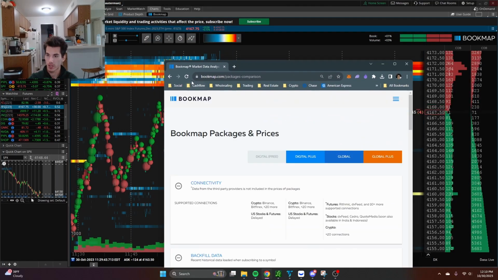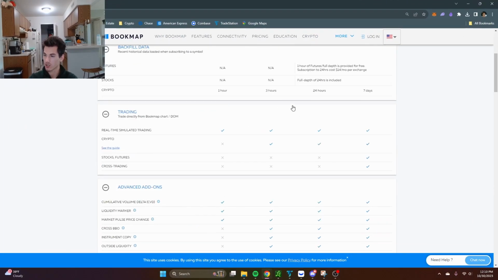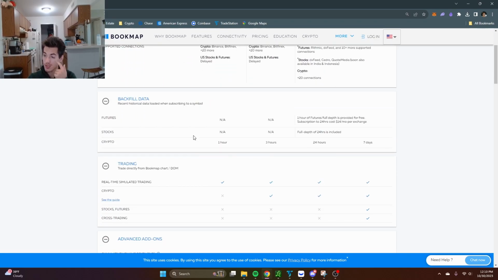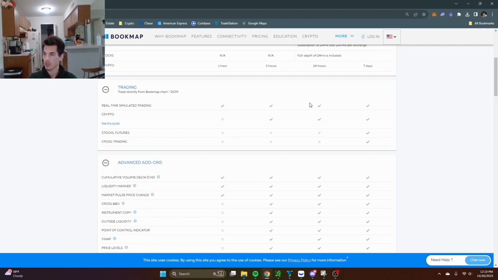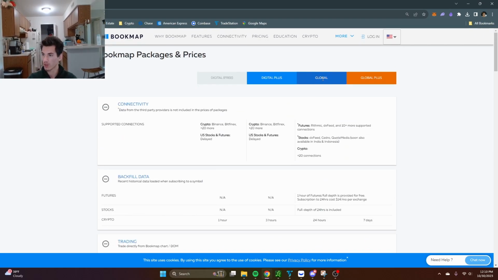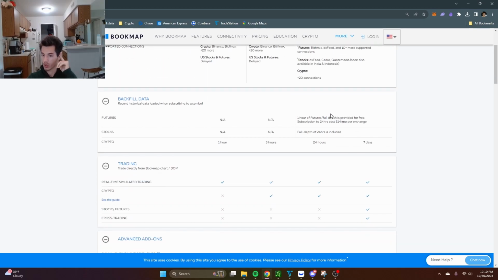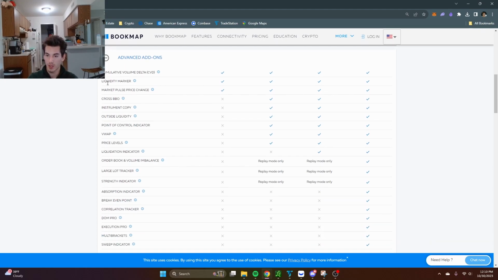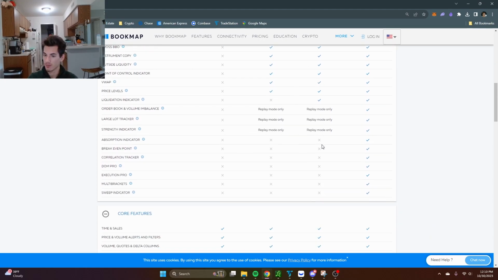bookmap.com. If you can see it right here, so I'm not blocking it, bookmap.com/packages comparison. You can just go and see there's digital free, don't use that one, digital plus, global, and global plus. And so you can see with global, which is the one that you would want, you can get global plus too, but that's just more expensive. With global, you can get all of this stuff.